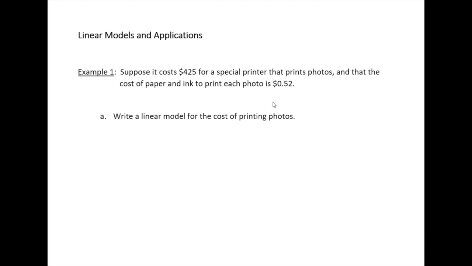Notice that we were given two components for this cost. The 52 cents per photo is the variable cost, or the per unit cost. This 52 cents will be multiplied by the number of photos printed. So if we let x equal the number of photos to be printed, we'll have 52 cents, or $0.52 times x as part of the cost. The $425 for the printer is a one-time fixed cost that does not depend on the number of photos. So we have a fixed one-time cost and a variable per unit cost.